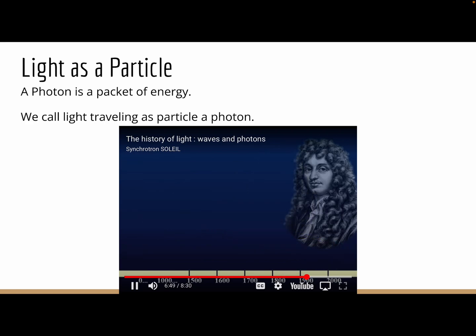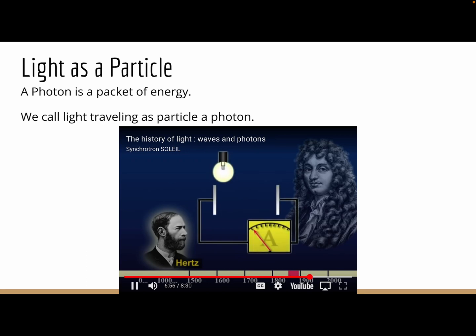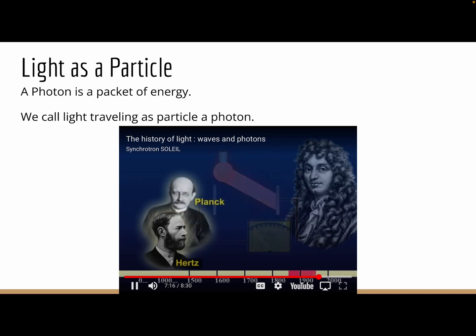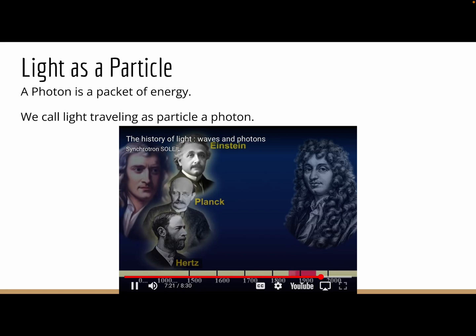Was the debate definitively closed? No, for in 1885 Hertz showed a new phenomenon. A metal plaque lighted by ultraviolet light emits electricity, while with red light nothing happens, even when the intensity is increased. This photoelectric effect is impossible to understand if light is only a wave that carries energy. Inspired by Planck, Einstein gave the credit back to Newton's particles.